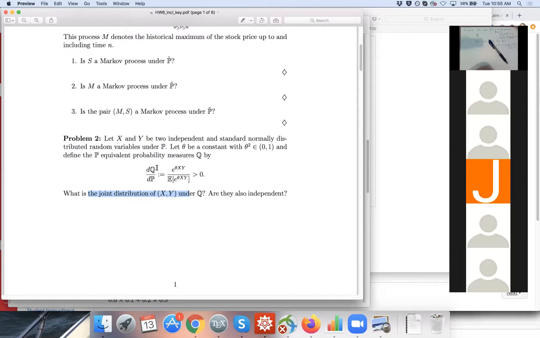And what you'll see is that even though you're independent under P, and even though P and Q are equivalent, it's not true that X and Y are independent under that measure Q. What you see is this theta here, this is going to appear as a correlation coefficient. So if we don't have this property, then we should try to figure out a way to check that we indeed have.